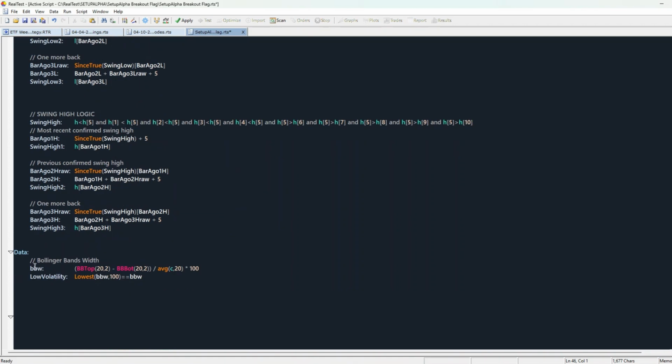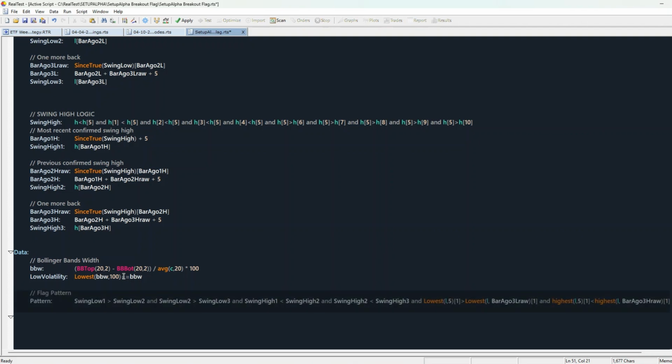This calculates the Bollinger Band width, which measures volatility. BB top is the top Bollinger Band, BB bot is the bottom. Subtracting them shows how wide the bands are. Dividing by the 20-day average close and multiplying by 100 gives a percentage. This checks if the current Bollinger Band width is the lowest in the last 100 days. If it is, we know that volatility is very low.